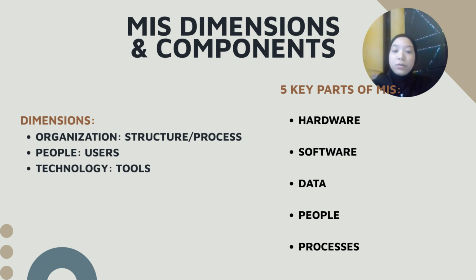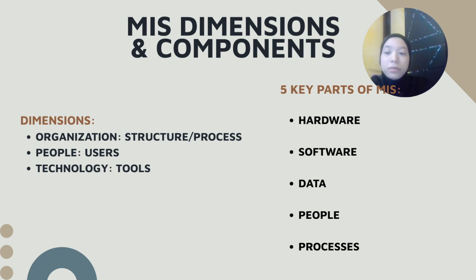So the last one is process. These are the specific steps or instructions followed to complete tasks. For example, processing a customer order involves steps like checking stock, updating inventory, and issuing a receipt. MIS helps automate or improve this process.